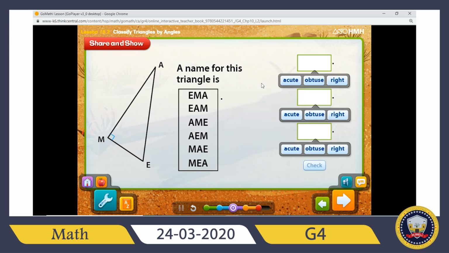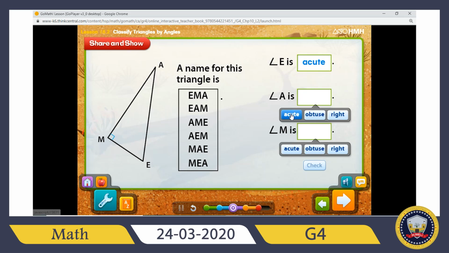Right now, let's check the angles. First of all, angle E. Is it acute, obtuse, or right? Angle E, I know it's less than a right angle, so it represents an acute angle. Good. What about angle A? It's also less than a right angle, so it's also an acute angle. Good job.